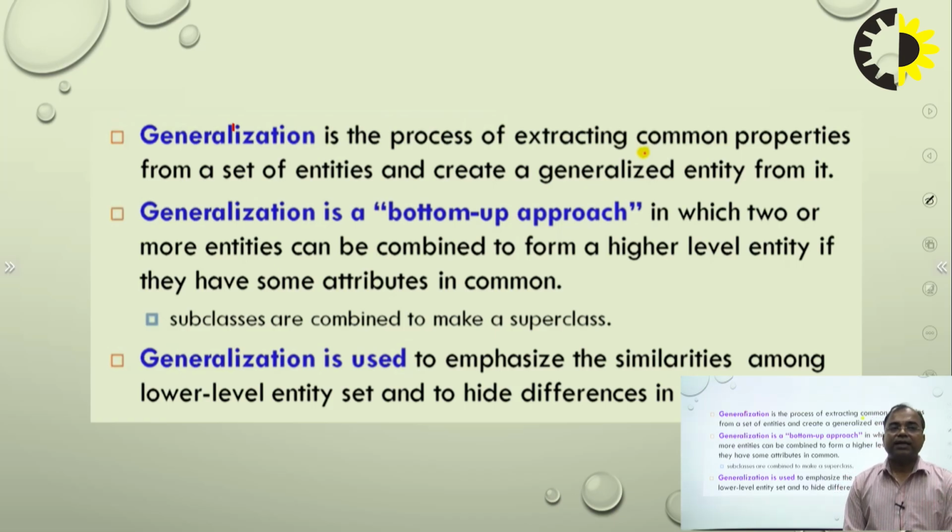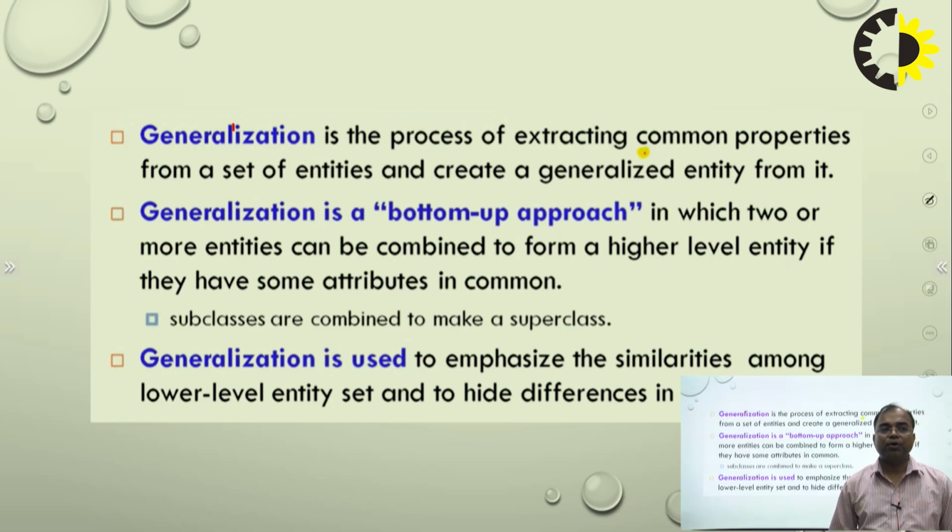That is what we can say. In a generalization process, we extract the common properties from a set of entities and create a generalized entity from it. It means we take something from existing entities and generalize them into some other entity. That generalized form is called generalization. So we can say it is basically a bottom-up approach.